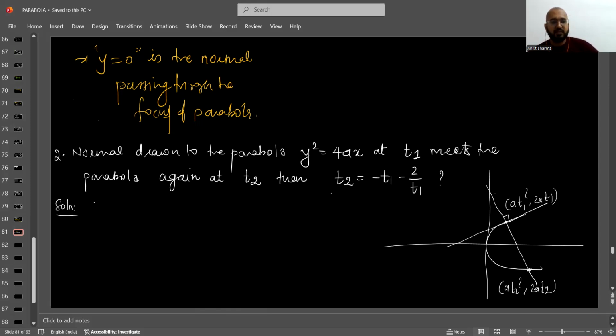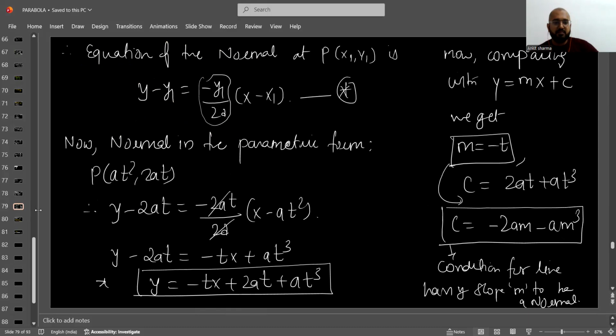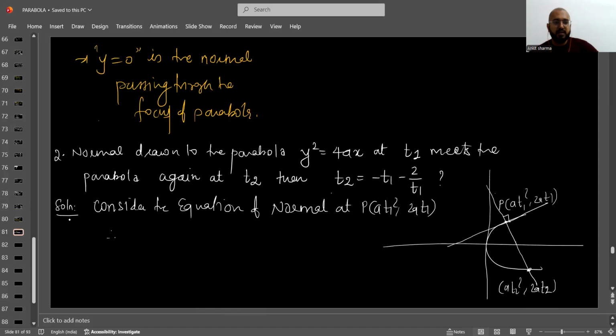So let's go ahead. Consider the equation of normal at point P, a t1 square comma 2a t1. We have seen here that y is equal to minus t x plus 2a t + a t cubed, and we can use this equation. So y is equal to minus t1 x plus 2a t1 plus a t1 cube.